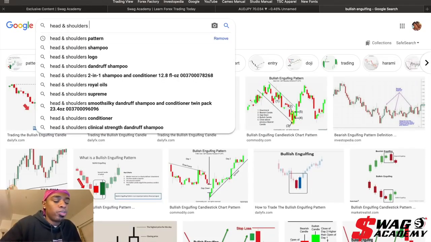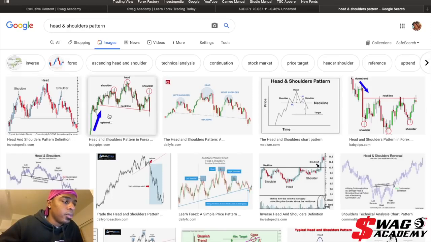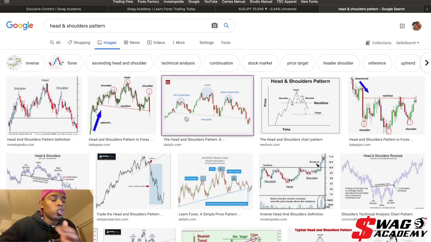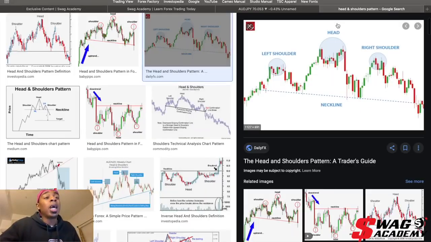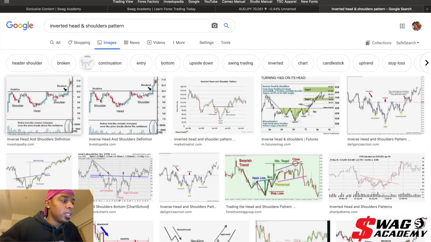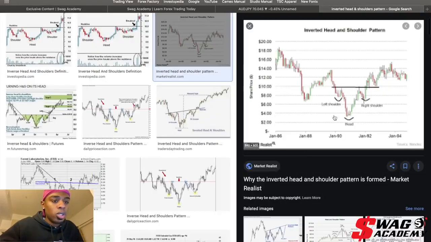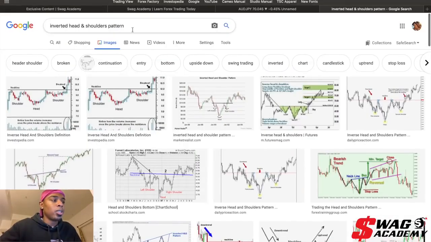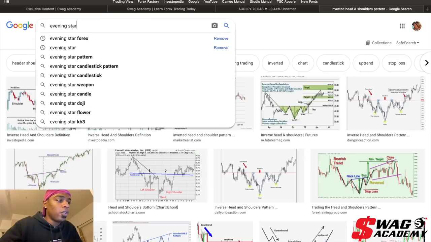Head and shoulders pattern would be if you see a shoulder, come down, a head, come down, shoulder, that means it's going down. Or inverted, if I can see an inverted head and shoulders. That means price is, left shoulder right here, comes all the way down for a head, goes up, comes down, right shoulder, same as the left shoulder, then goes up. Same thing with a morning star or evening star.